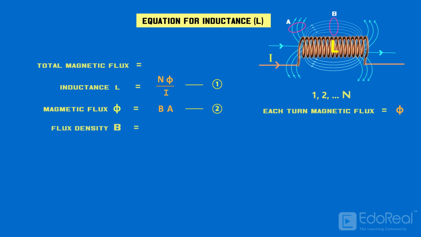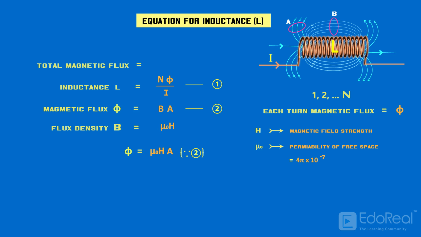The flux density at a point is defined as the amount of flux passing through a unit area at right angles to the magnetic field lines. It is denoted with B. Here, H is the magnetic field strength. Mu0 is the permeability of free space. By substituting the value of B in equation 2, we get.